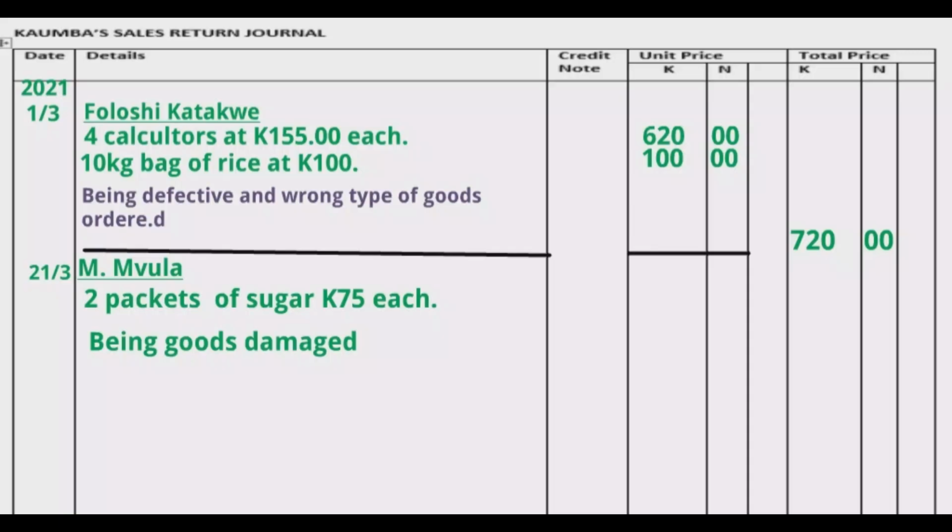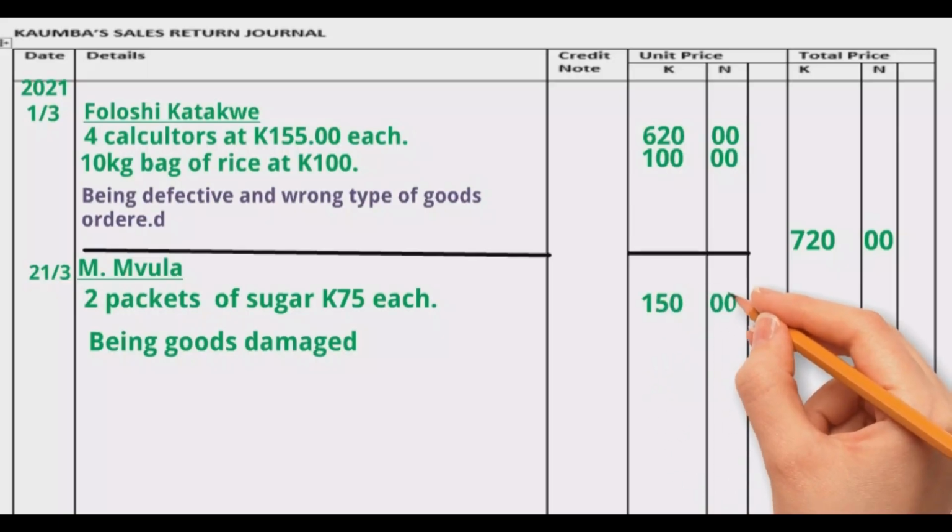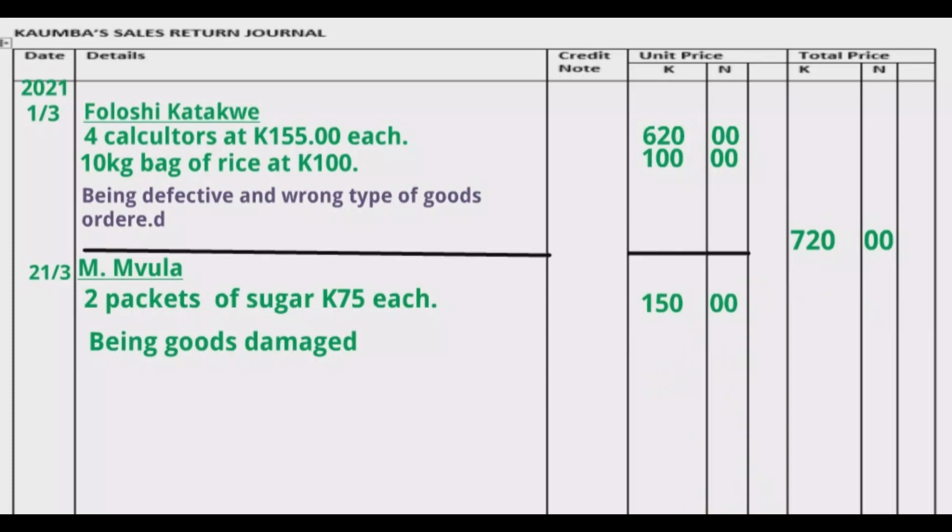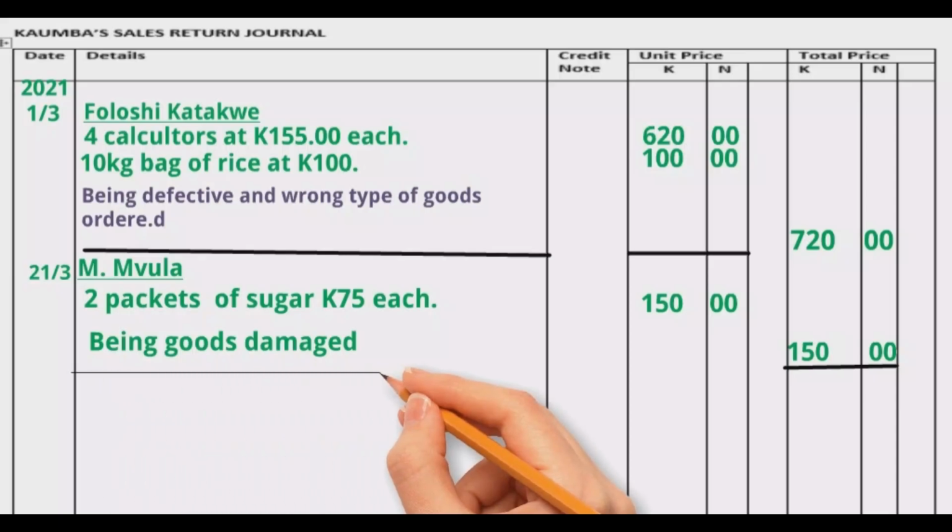How much would 2 packets of sugar be? That is 75 kwacha plus 75 kwacha, which gives us 150 kwacha. Then I'm going to bring that 150 kwacha and put it down there. Then I'm going to have 720 and 150 in one column. That is the total price there. Now I'm going to evaluate that.